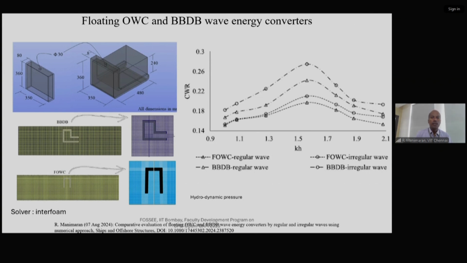So we could see that in irregular waves the capture width ratio, and you can also see the capture width ratio for different cases. Okay, we analyzed it for the different grid sizes also.